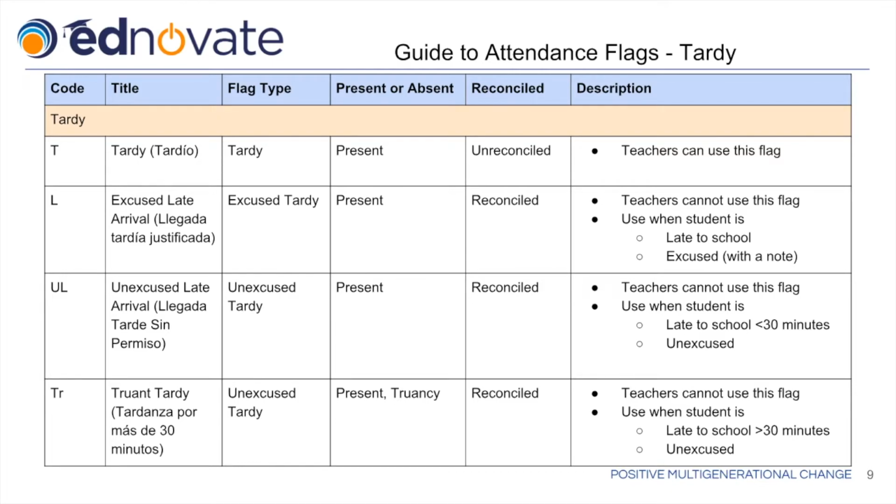The truant tardy is marked for any time a student is more than 30 minutes late without a note, so it's unexcused, and they'll be marked as a truant tardy in the period in which they arrived, just like the others, and they'll be marked as a truant absence for any periods that they completely missed before they arrived.